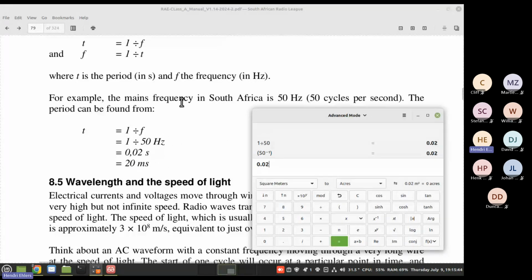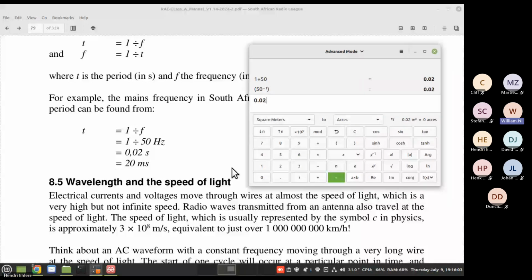So the complete cycle takes 20 milliseconds before the next one starts. So 10 milliseconds in the positive half and 10 milliseconds in the negative half. And that is very slow. Wavelength and the speed of light.